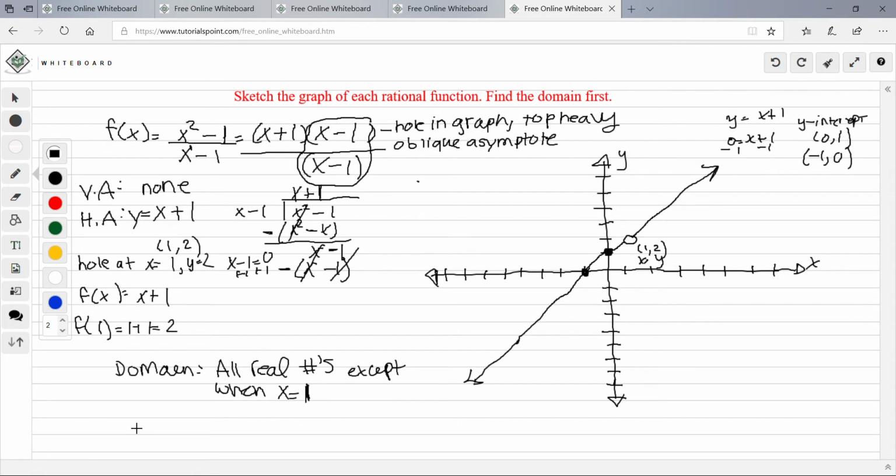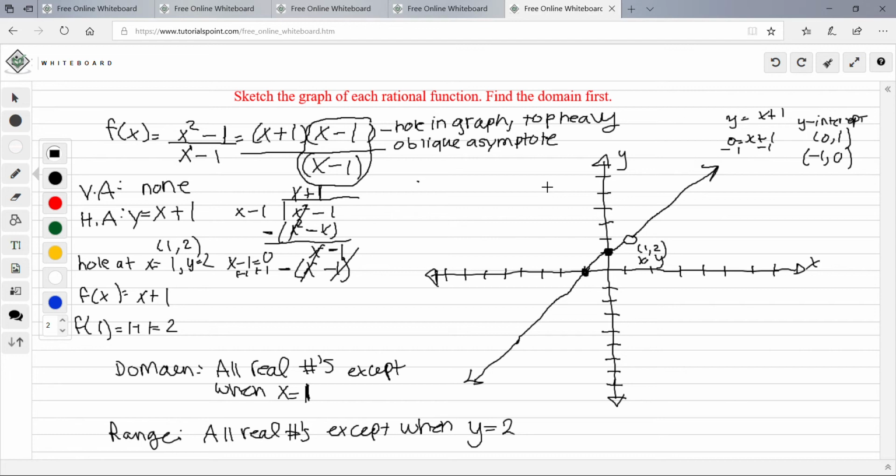And then our range, since it's still linear, is all real numbers except when it hits the hole at the y value of 2. So all real numbers except when y equals 2. It didn't say find the range, but I just made it anyway. So that's how you graph a hole in the graph when it's top heavy and you're going to have an oblique asymptote.